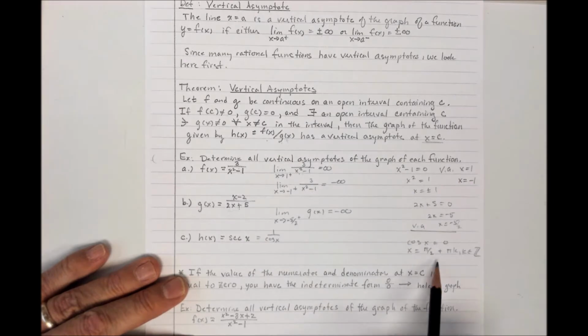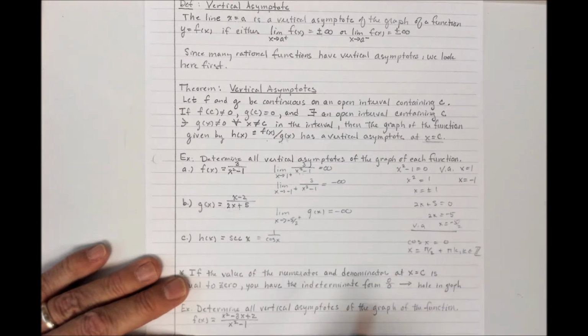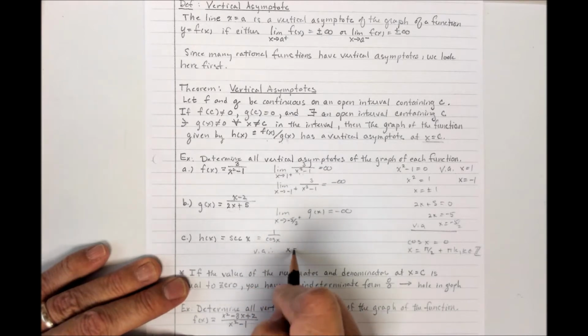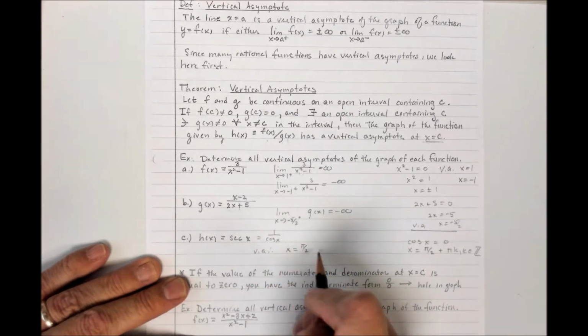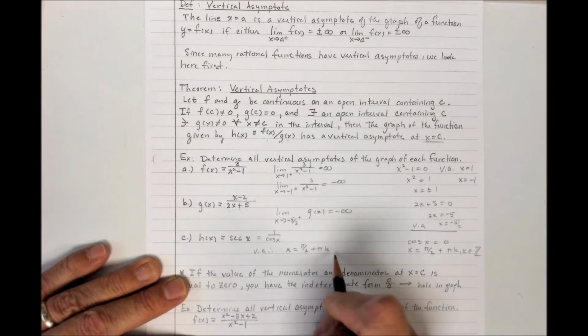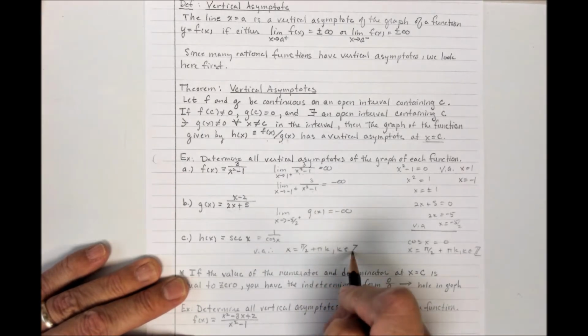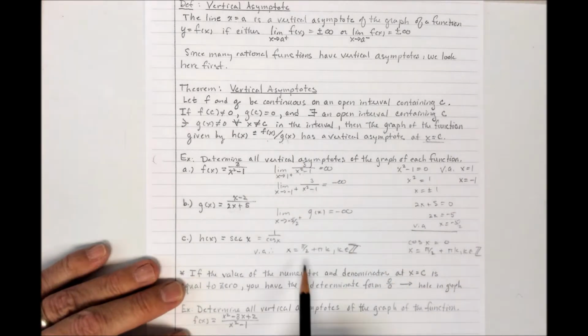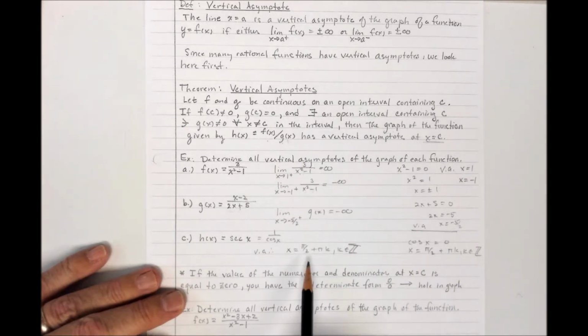And so now all my vertical asymptotes, infinitely many vertical asymptotes, would be x equals pi over 2 plus pi k, k an element of the integers. Now, I would not want to have to verify each one of these because there's infinitely many. I'm sure there's a pattern that I could develop, but in this case, these are my vertical asymptotes.